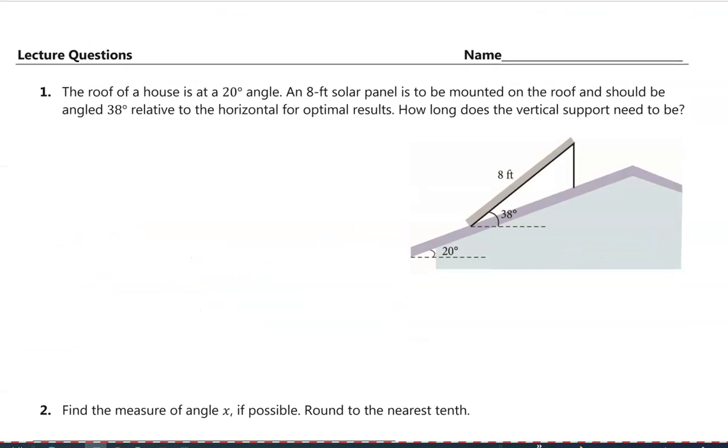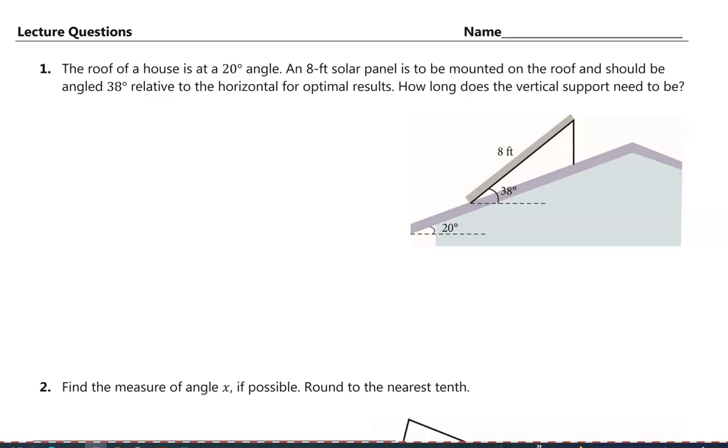All right. Next, let's work on some lecture questions. Number 1, the roof of the house is at a 20-degree angle. An 8 feet solar panel is to be mounted on the roof and should be angled 38 degrees relative to the horizontal for optimal results. How long does the vertical support need to be?